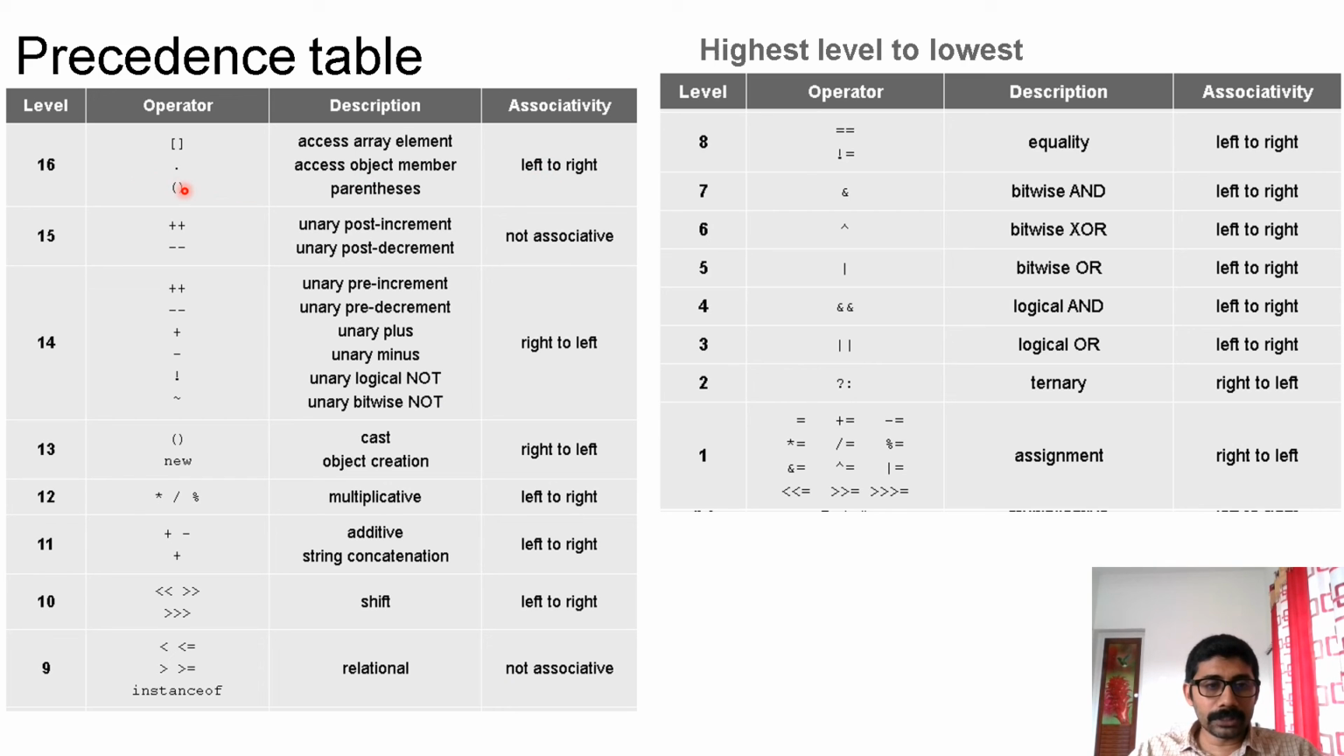For the parentheses, associativity is from left to right. Increment and decrement are not associative. Less than or equal to, greater than or equal to, these are also not associative. When operators have the same precedence, we have to look at the associativity. Otherwise, execution order is governed by the precedence.